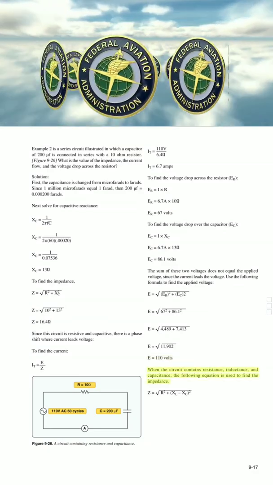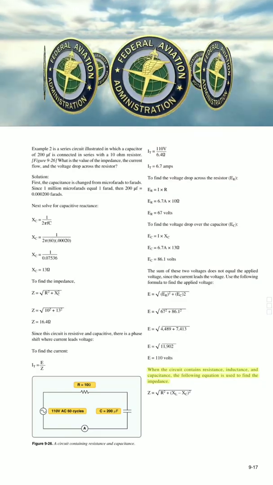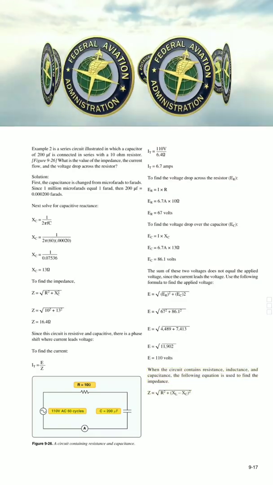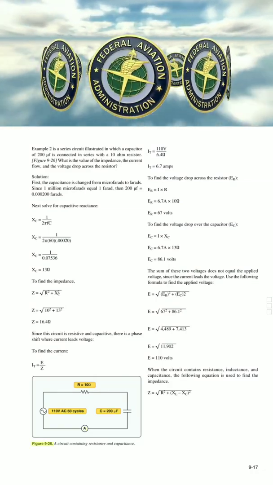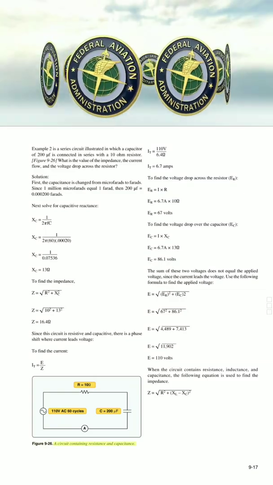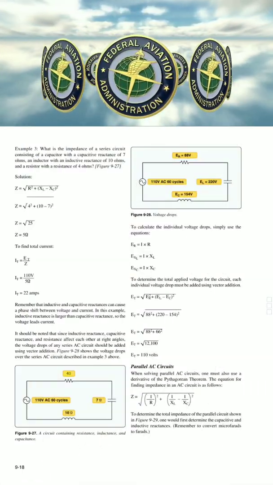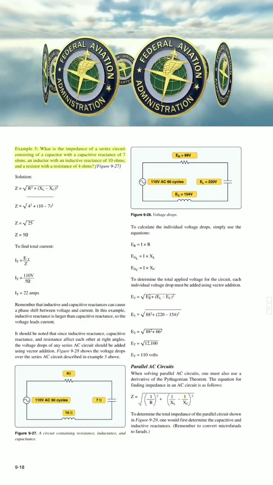When the circuit contains resistance, inductance, and capacitance, the following equation is used to find the impedance. Z equals the square root of R squared plus (XL minus XC) squared. Figure 9-26. A circuit containing resistance and capacitance. 110 VAC, 60 cycles. C equals 200 microfarads.